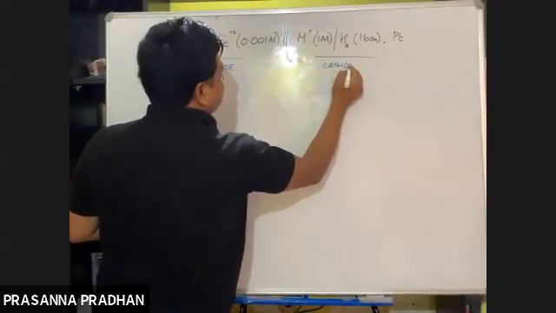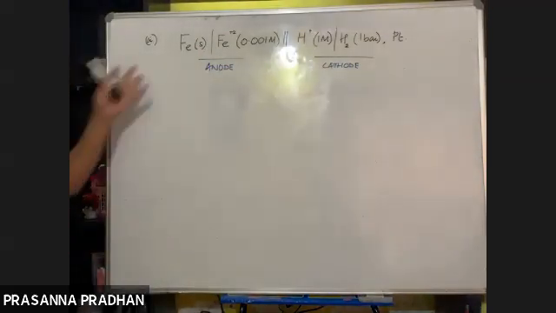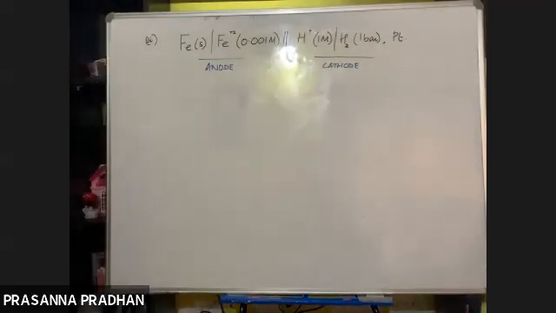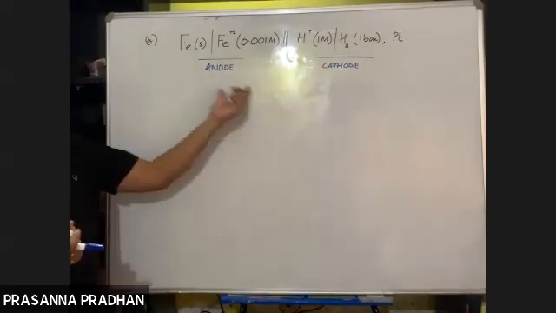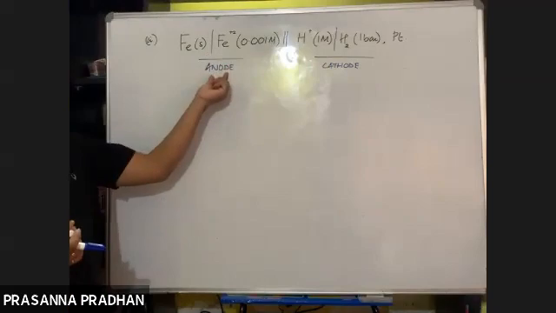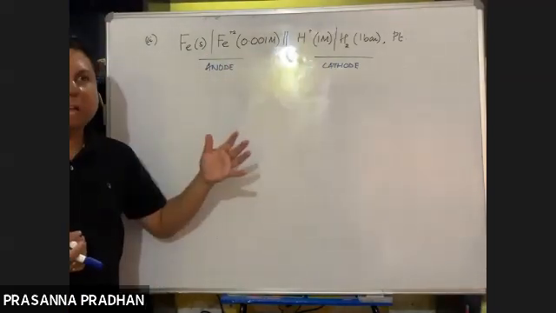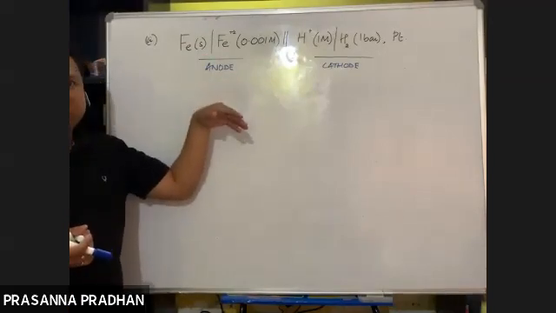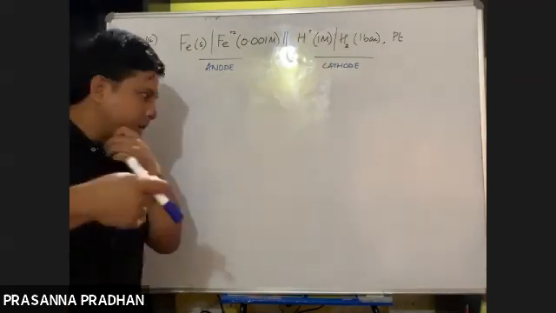So why am I telling you to write down the full cell reaction? Why not straight away write down the Nernst equation? Because I know I have to write down the concentration of ions at the anode compartment divided by the concentration of ions at the cathode compartment. Why am I skipping this? Why are we writing the full cell reaction?